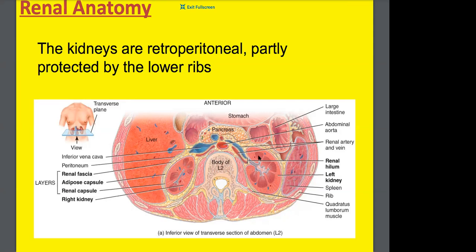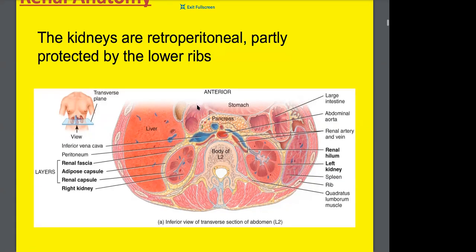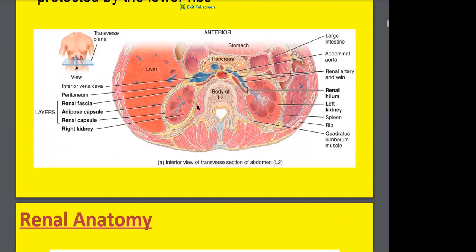We say that the kidneys are retroperitoneal, which means they are behind the peritoneum, which is the serous membrane of the abdominal cavity. It's partially protected by the lower ribs, so mainly the 12th rib and a little bit the 11th rib, so ribs 11 and 12.